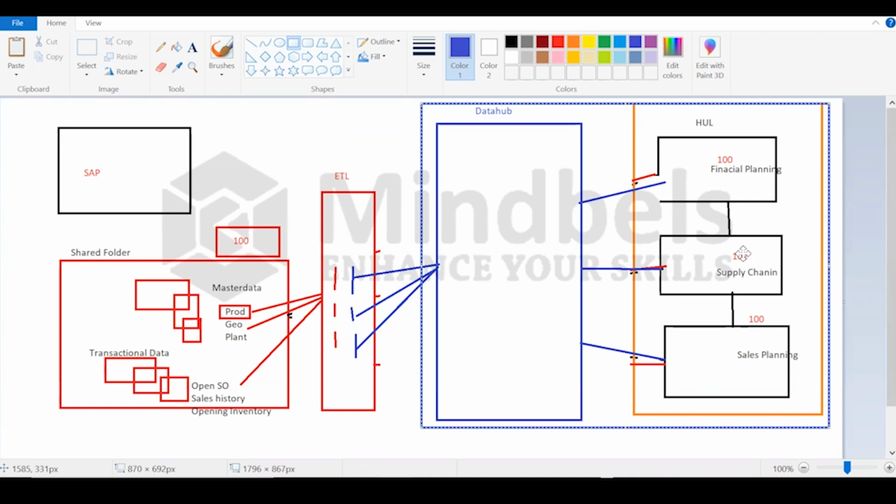How will it increase your performance? You might be asking: when we create this data hub between the source system and the spoke models, just one additional model, how will it improve our spoke model performance? See, spoke models are the ultimate models where we apply calculations to deliver the requirements. Is that clear?